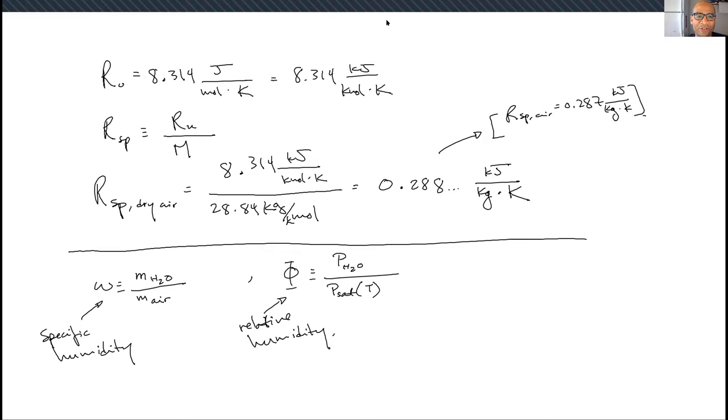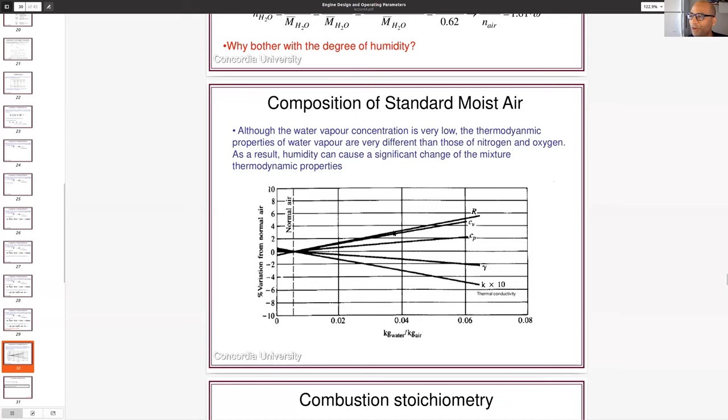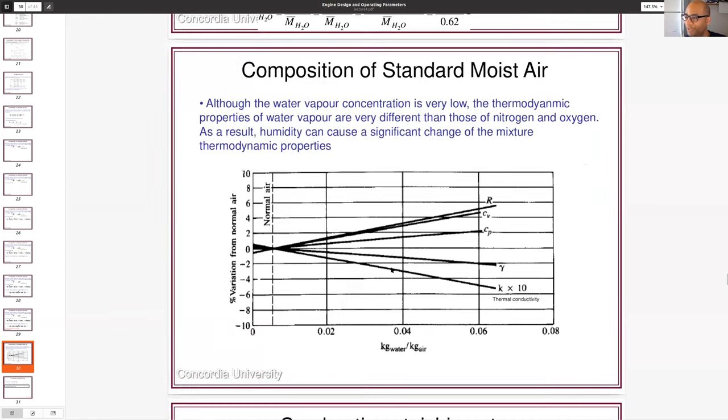And the reason is, here, let me see if I can stop the share. I'm going to share a slightly different screen. So here's a plot of, I'm going to make it a bit bigger, the composition of standard moist air. So what we have on the bottom here is the specific humidity, right? This is kilograms of water per kilogram of air. So when it's zero, this is dry air. And as it goes up, this is more and more moisture. So it's wetter and wetter air.